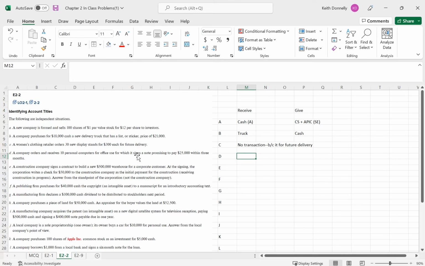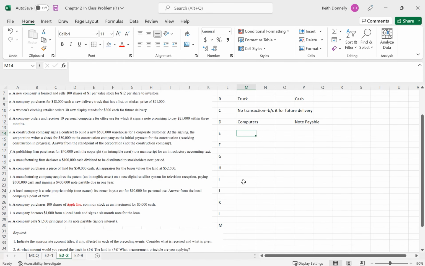Continuing, if we look at D, it says a company orders and receives 10 personal computers for office use, for which it signs a note promising to pay $25,000. So what did we receive? Computers or equipment. What did we give? Well, in this case we had a note payable. We're going to owe them money. It's kind of like we gave them cash, but it's delayed, right? That's why it's a note payable. Again, I said some of these don't cleanly fit into this receive and give idea.